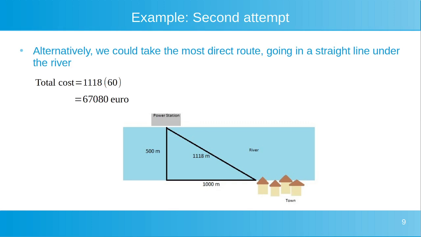So we can also look at our other idea as well. Alternatively, we could take the most direct route going in a straight line under the river. If we did that, we're going along the 1,118 meter route straight from the power station to the town. So every meter is going to cost us €60. We multiply 1,118 by 60, and that gives us €67,080. So it's actually cheaper to go directly from the power station to the town, even though per meter it's more expensive underwater.